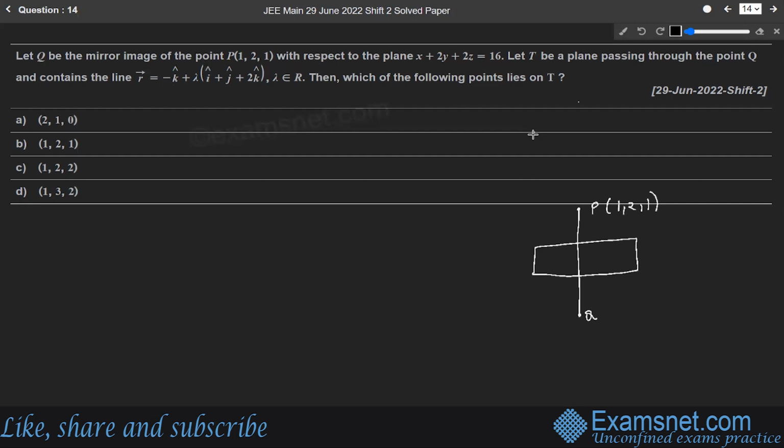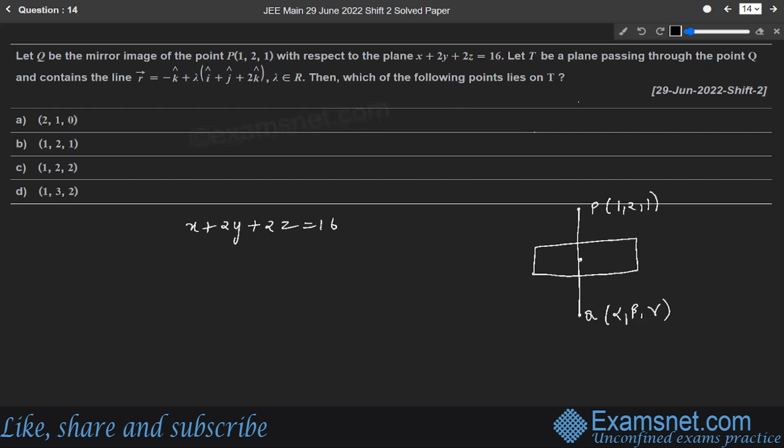Now, how to find the coordinates of Q? Firstly, let the coordinates of Q be alpha, beta, and gamma. It is given that P lies with respect to this plane. What is the plane? x + 2y + 2z = 16. Now, the direction ratios of this plane will be equal to the direction ratios of the normal.